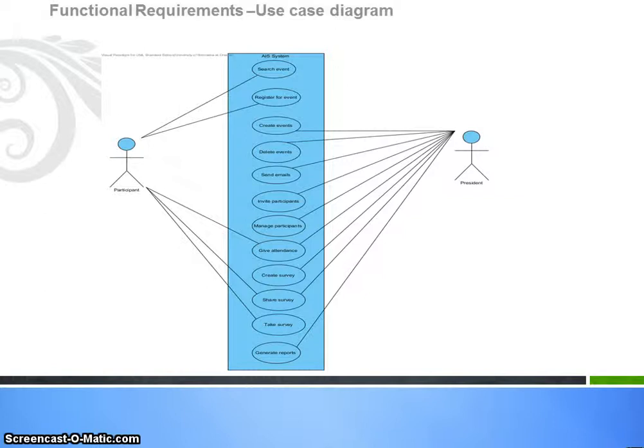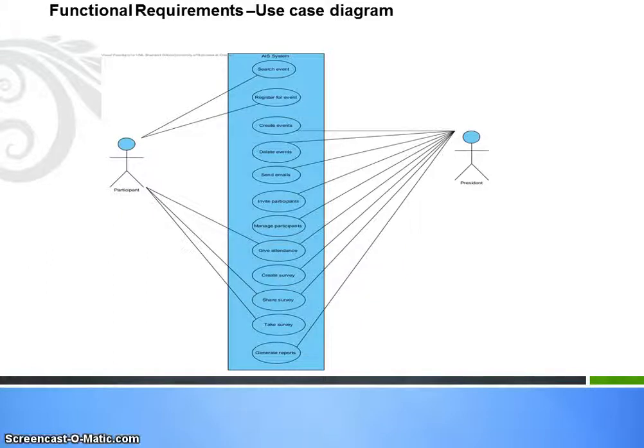So we come to the very first unified process functional requirement, that is the use case diagram. As you can see, there are 12 use cases here: search event, register for event, create events, delete events, send emails, invite participant, manage participant, give attendance, create survey, share survey, take survey, and generate reports.